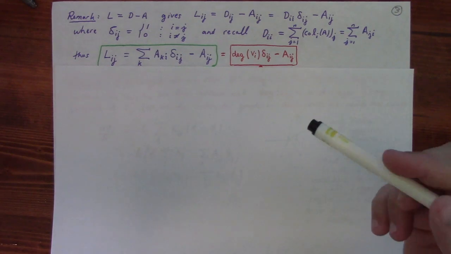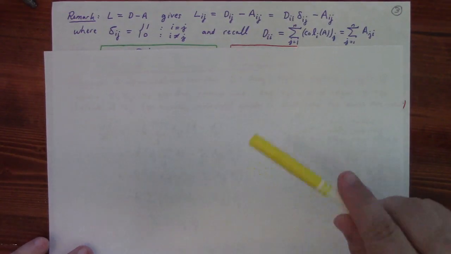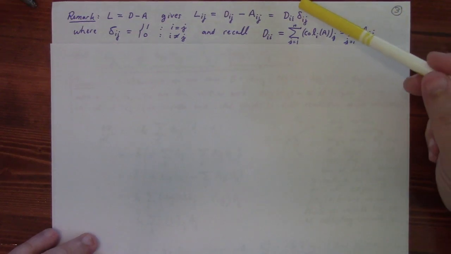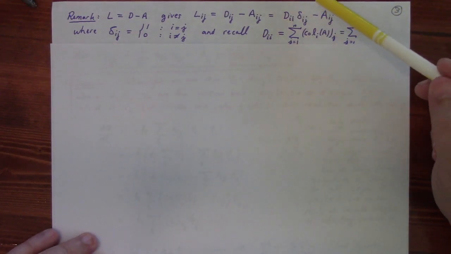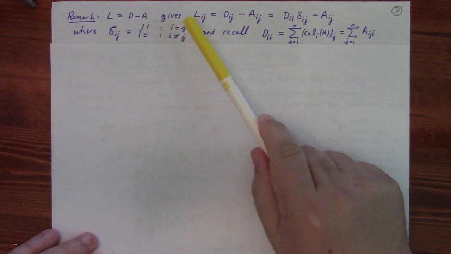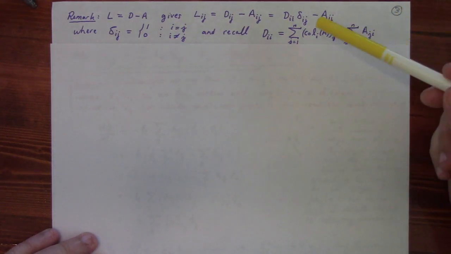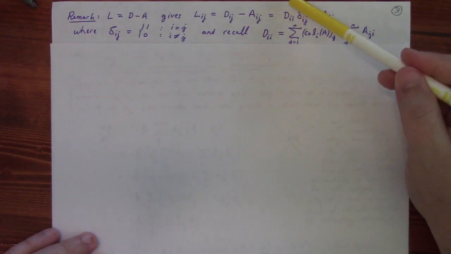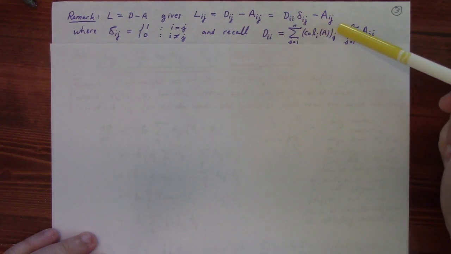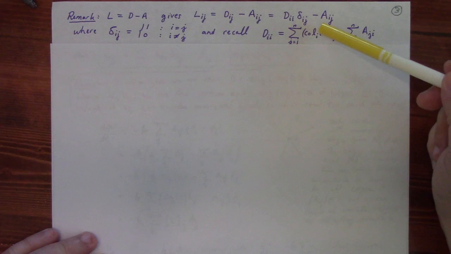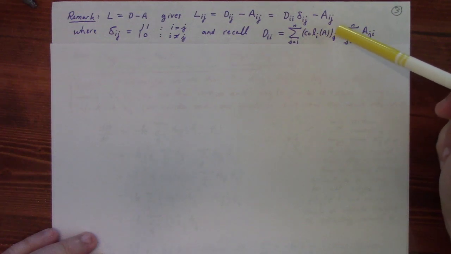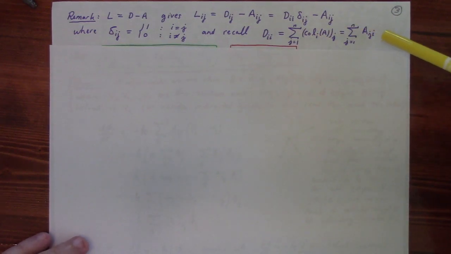L is equal to D minus A, and I could rewrite that as d_ii delta_ij. Here delta_ij is the Kronecker delta. It's 1 if i is equal to j, and 0 if i is not equal to j. The entries in the diagonal are given by the column sums. The ith one is given by summing the ith column over all of its entries, letting j range from 1 to n.